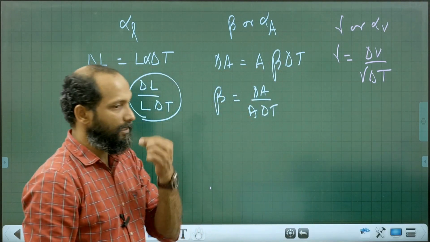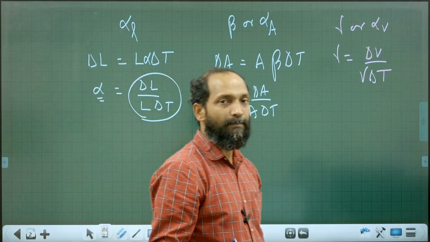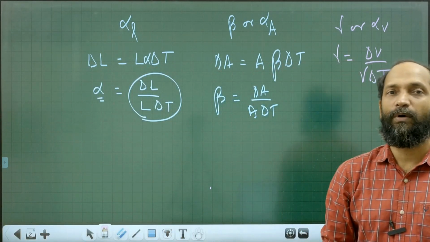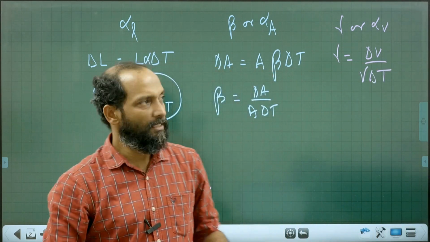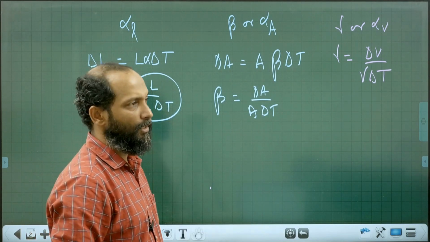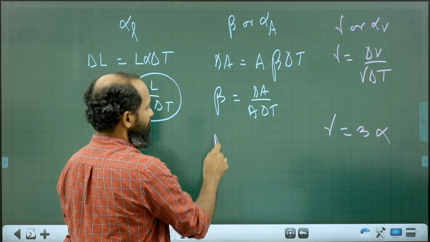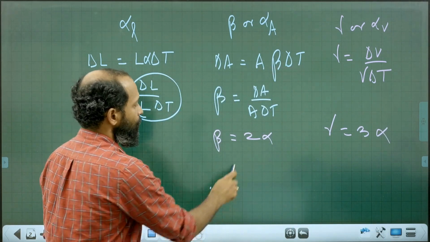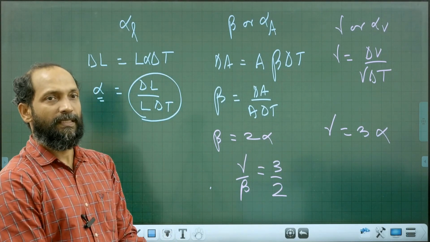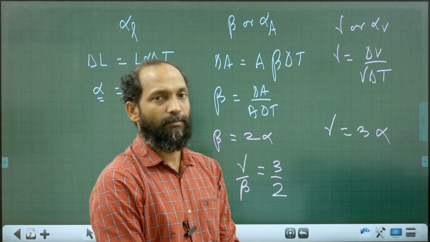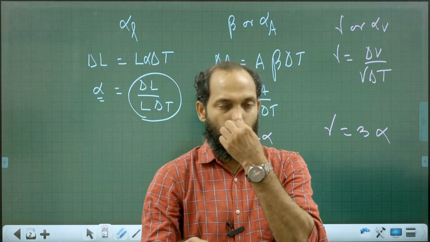So, alpha, beta, gamma. For isotropic solids, that means if the solids have the same properties in all directions, x direction, y direction, and z direction, and the rates of expansion are the same, then alpha x equals alpha y equals alpha z, and we can say gamma equals 3 alpha. Then we can say beta equals 2 alpha. So gamma by beta is equal to 3 by 2. So gamma is 3 alpha and beta is 2 alpha. That's all about expansivities of solids, thermal expansion in solids.